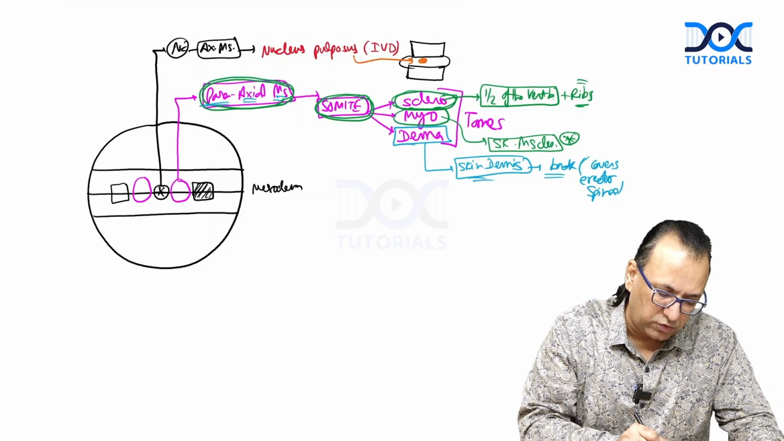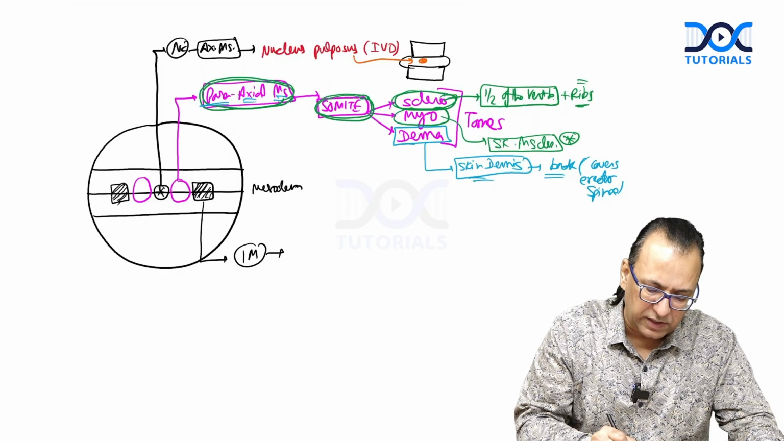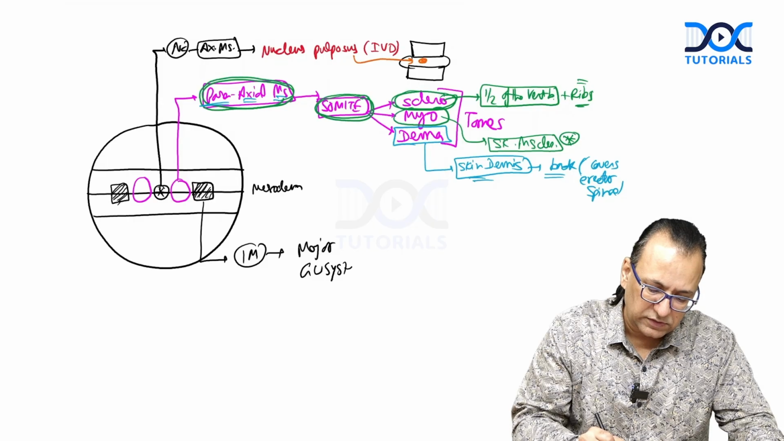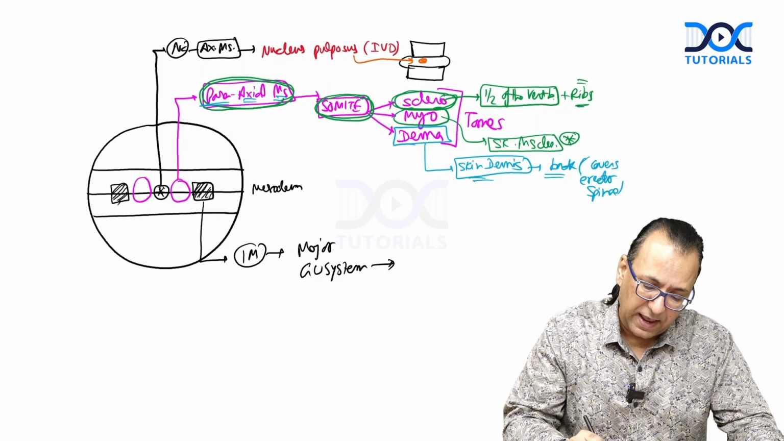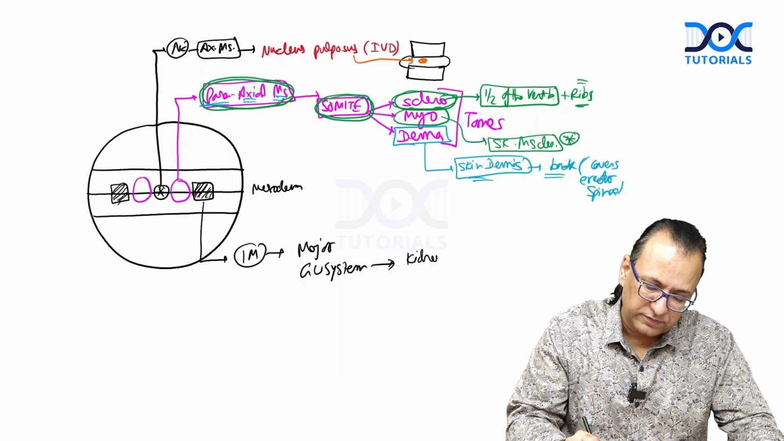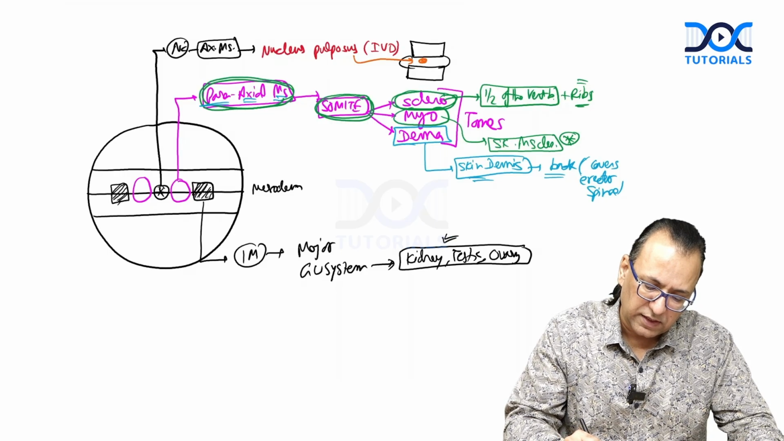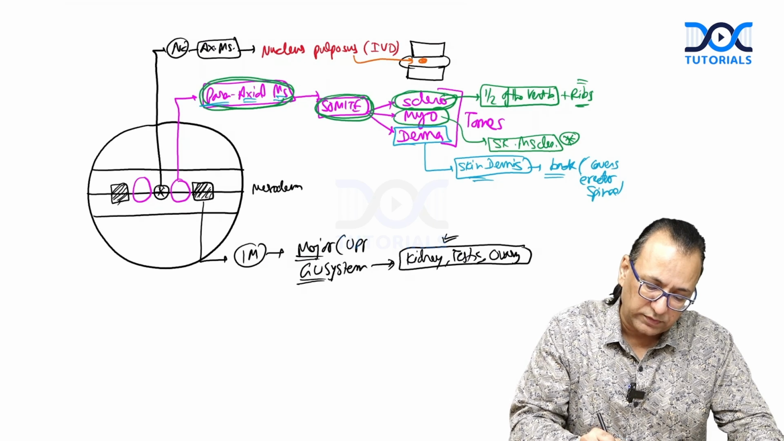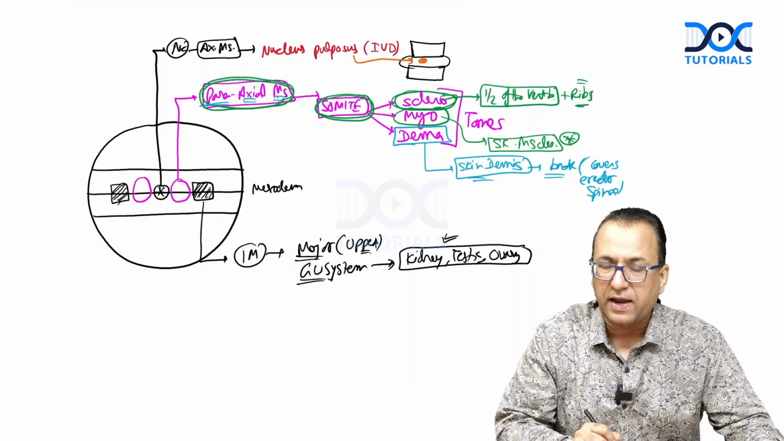So this is going to be the intermediate mesoderm, and intermediate mesoderm is forming the major portion of the genitourinary system. That means it will have some derivatives like kidney, testis, ovaries. Now, when you are telling the kidney, testis, ovaries, the major portion of the genitourinary system, it is the upper part, because lower part we have known it is coming from endoderm of the hind gut.